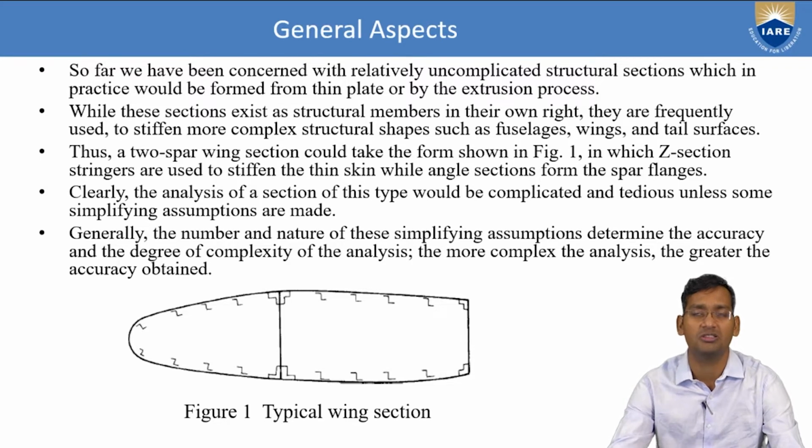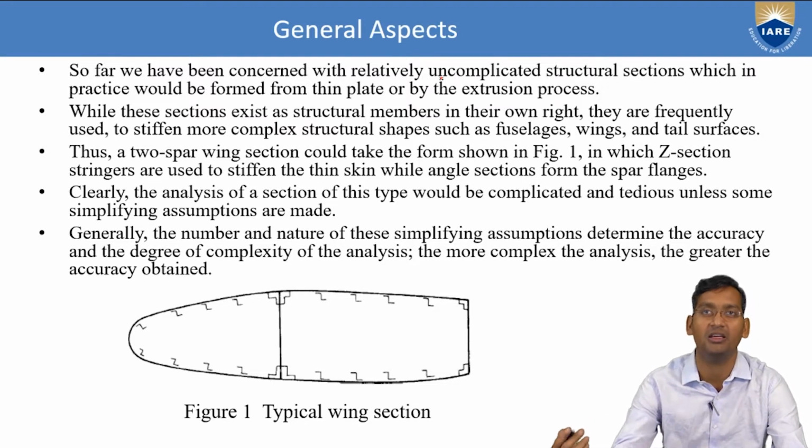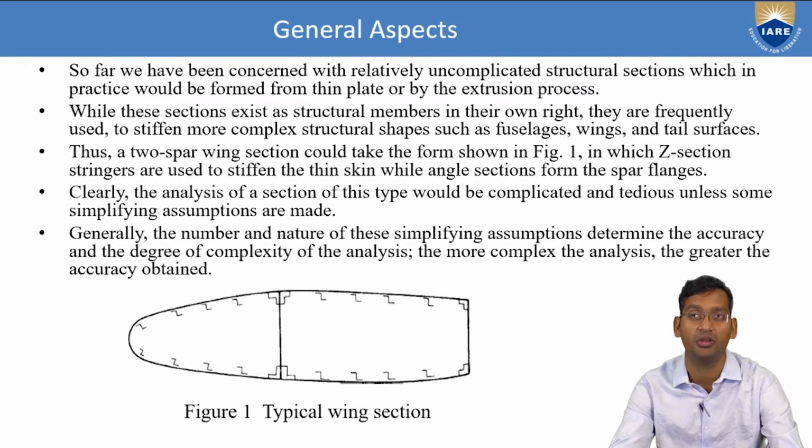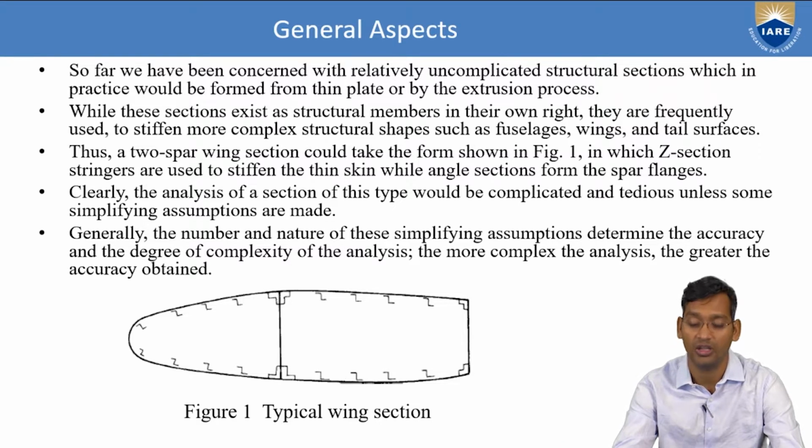Okay, so first is general aspects. So far we have been concerned with relatively uncomplicated structures. What we have seen in aerospace structures was not complicated, right? What we dealt with in module 1 and module 2 was not the complicated one. That was a simple structure, which you solved by the energy method and the stress method, Hooke's law and all. So that was for the normal structure. Now, if a complicated structure is there, then how to solve it?